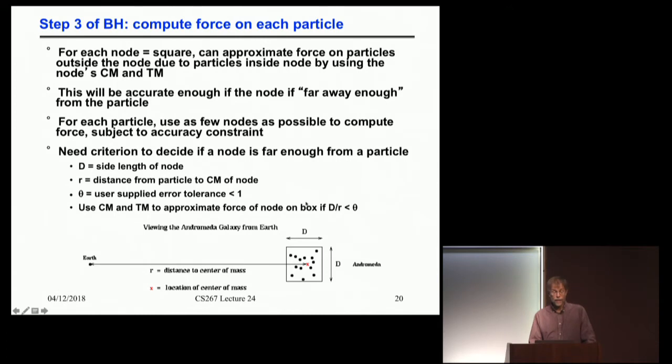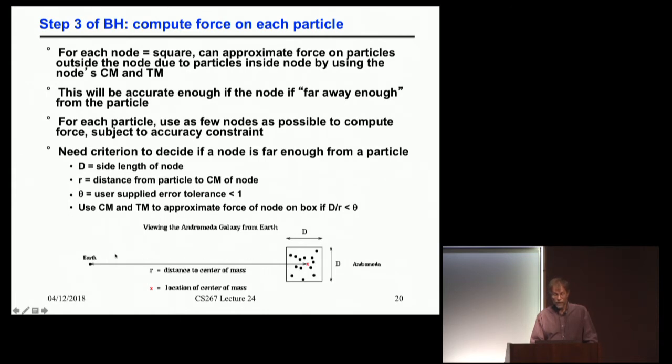As I said, for each node, I can approximate it by using its mass and center of mass. So I need a criterion for deciding: am I far enough away? Here's the picture I used before. Suppose this is a particle, and suppose this is a square in the subtree somewhere. Well, I know the size of that square because it's the data structure that I built. It's very simple. I know where I am, and I know how far away this box is, and its center of mass could be no closer than that.